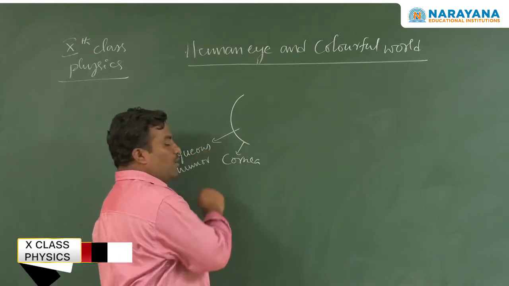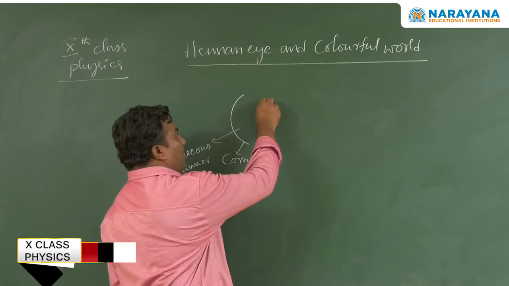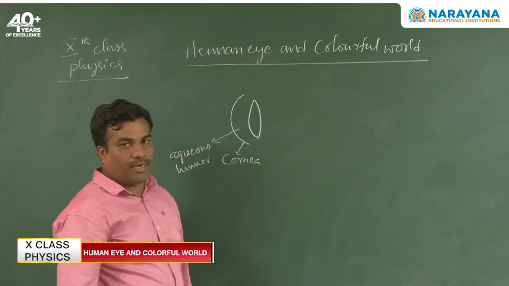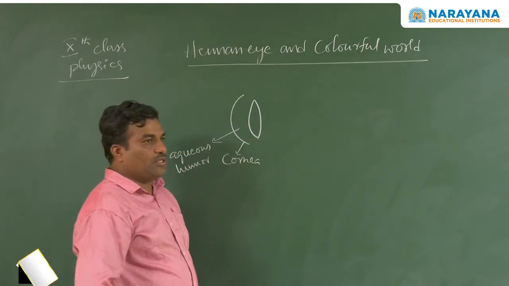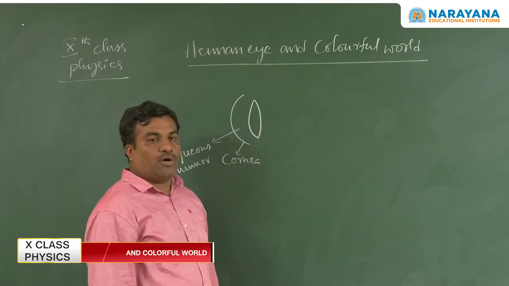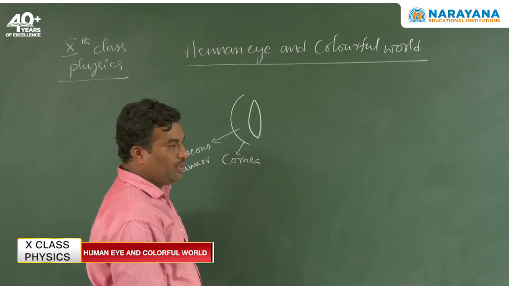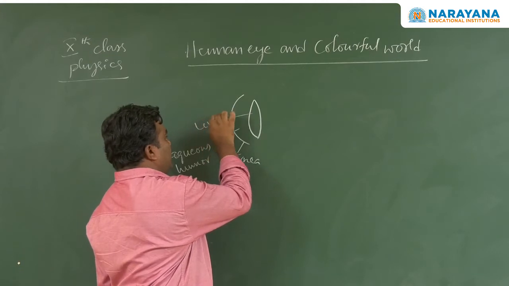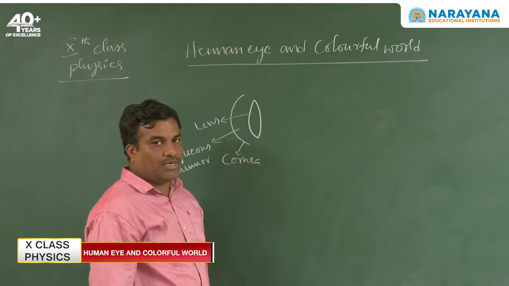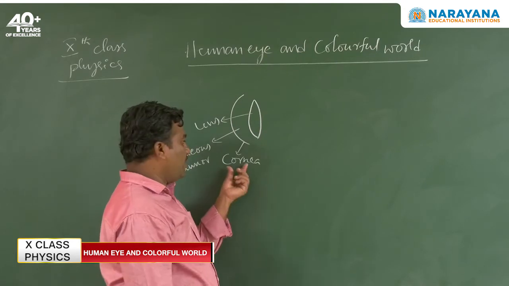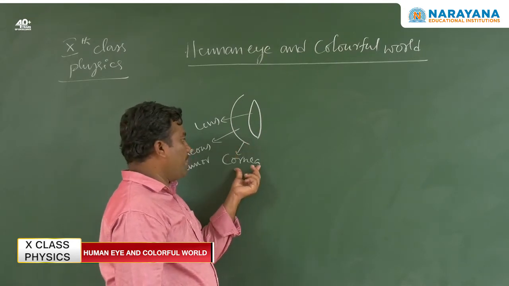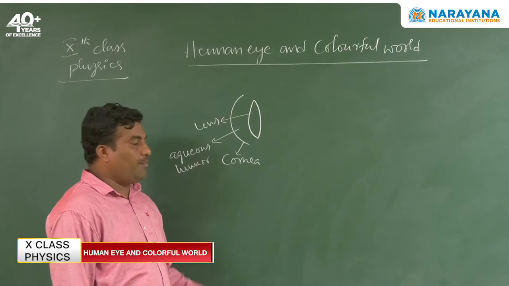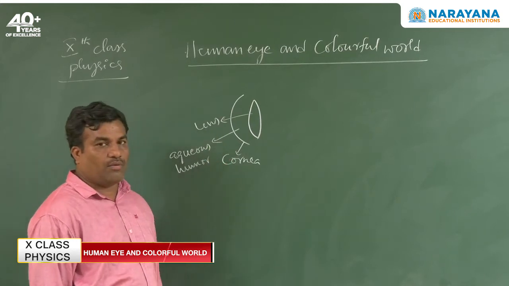Next, behind the aqueous humor we have the crystalline lens, which is responsible for image formation. In between the cornea and the lens we observe the aqueous humor. The cornea is the protective membrane, and in between we see the aqueous humor. Here we can see the lens and the aqueous humor. In between, we have one more component.